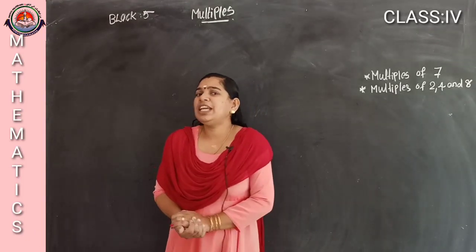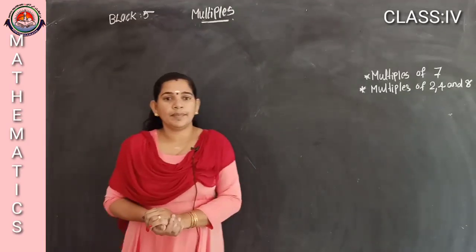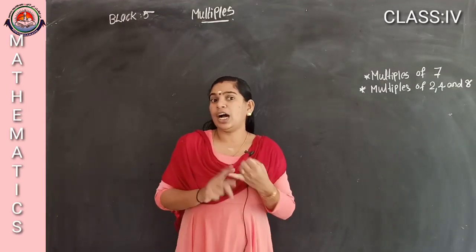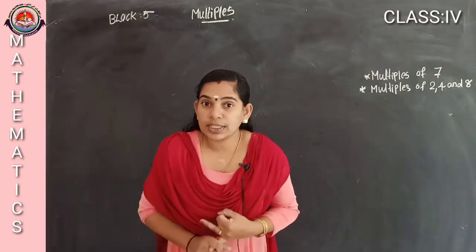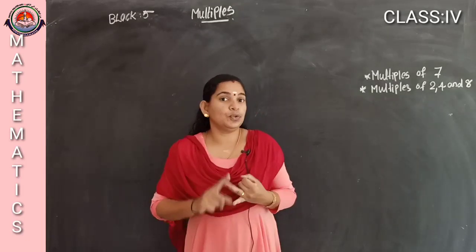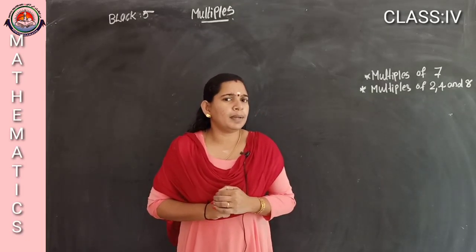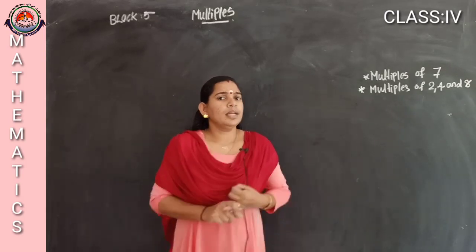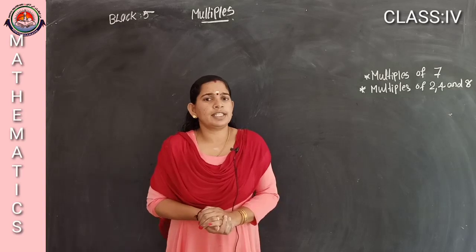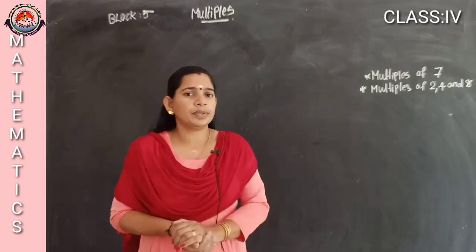Okay, in the previous class, what did we discuss? Multiples. In that class, we studied how to skip count by 5, how to skip count by 7, 2, 4, 8. Did you do all the problems? Did you find the common multiples? Multiples of 7, 2, 4, 8. These are the questions. Did you do them?